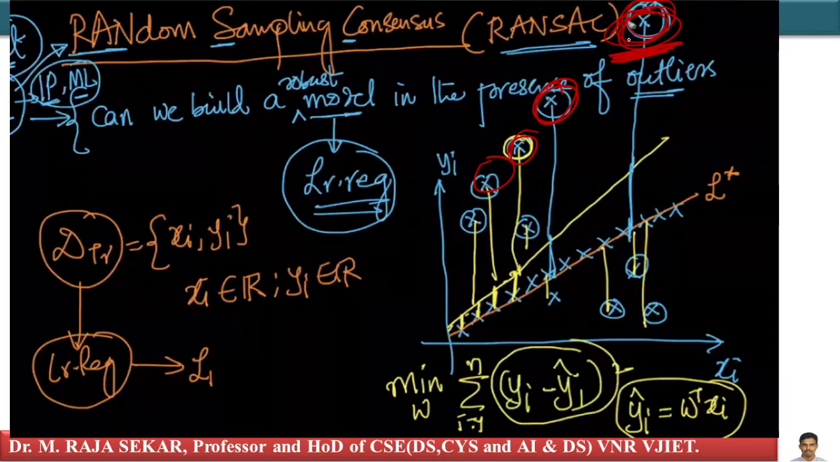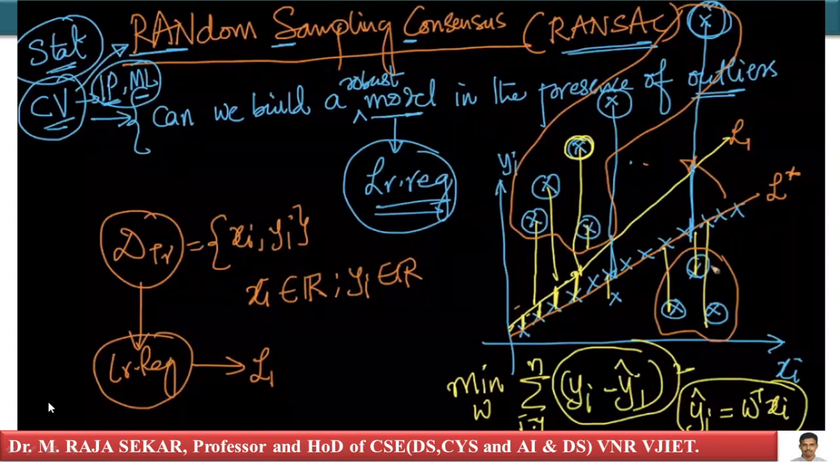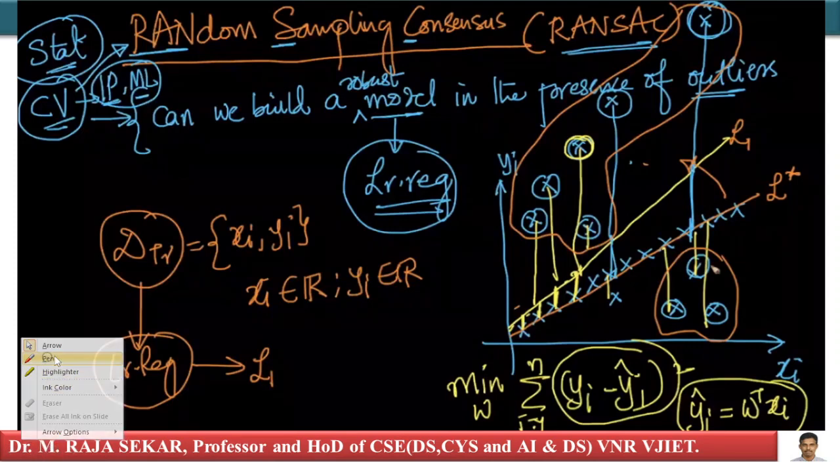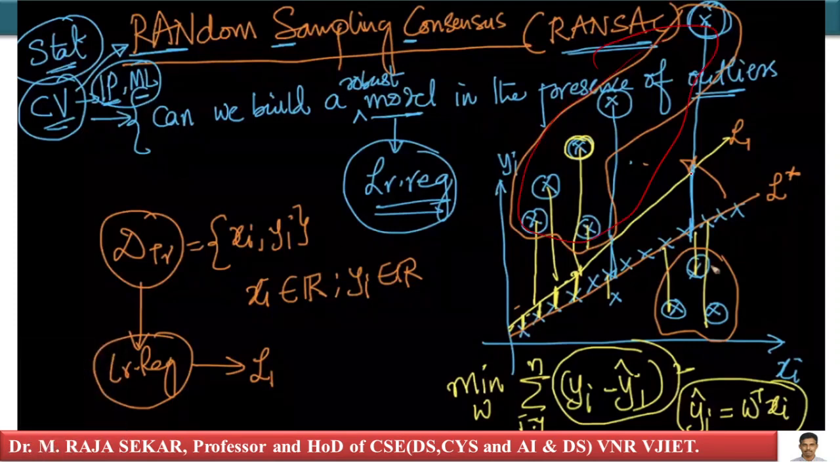What happens is, you have outliers on both the sides. If you observe here, you have outliers here also, but on this side you have more outliers and on this side you have fewer outliers.